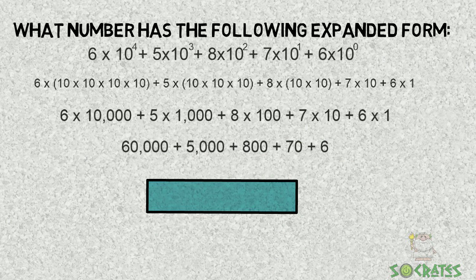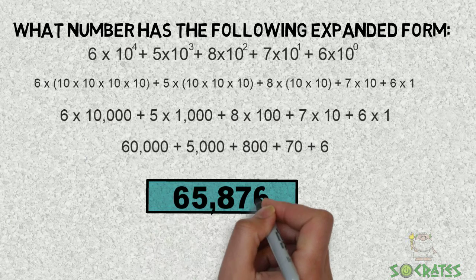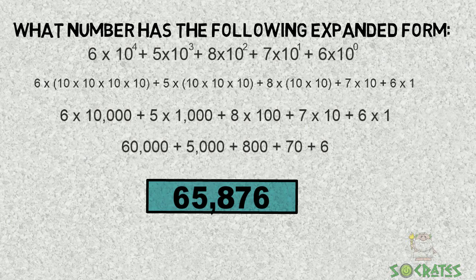Now we break it down even further to 60,000 plus 5,000 plus 800 plus 70 plus 6. And our number is 65,876.